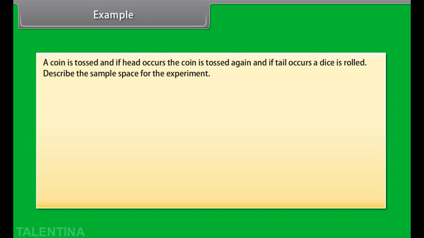Example. A coin is tossed, and if head occurs, the coin is tossed again, and if tail occurs, a dice is rolled. Describe the sample space of the experiment.